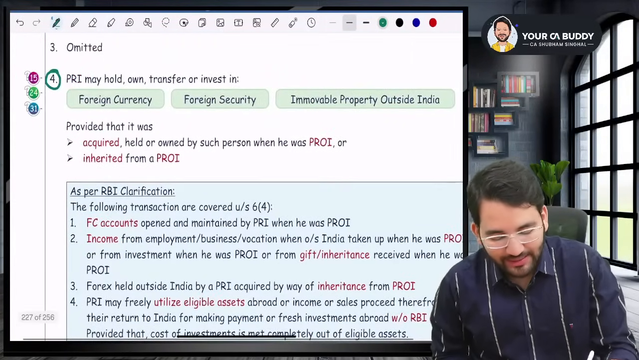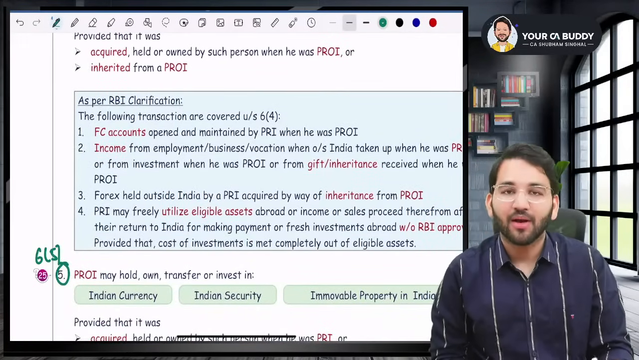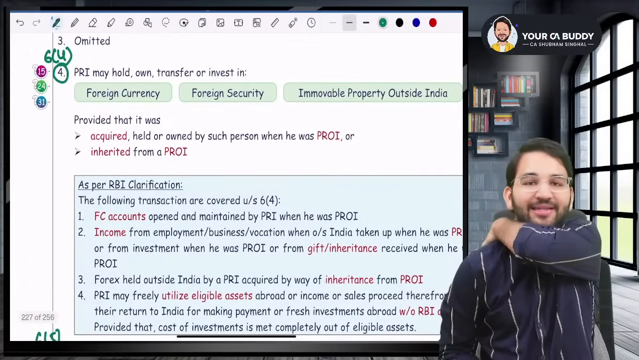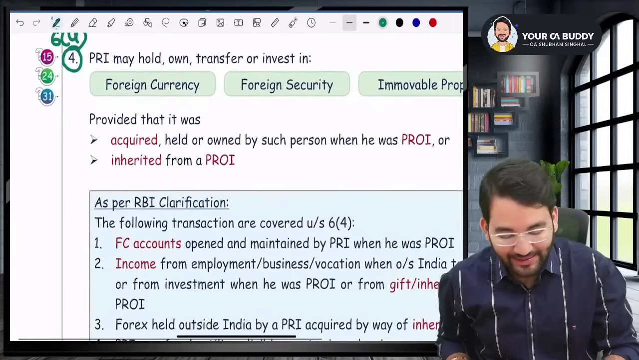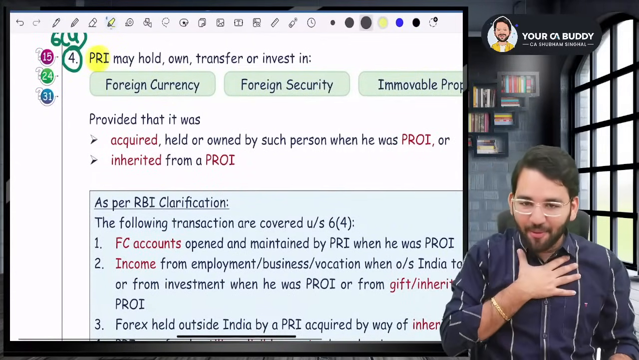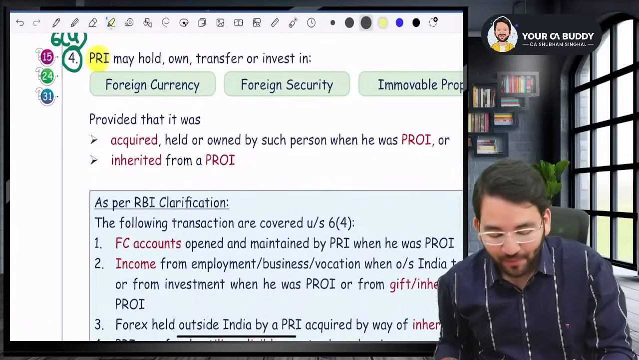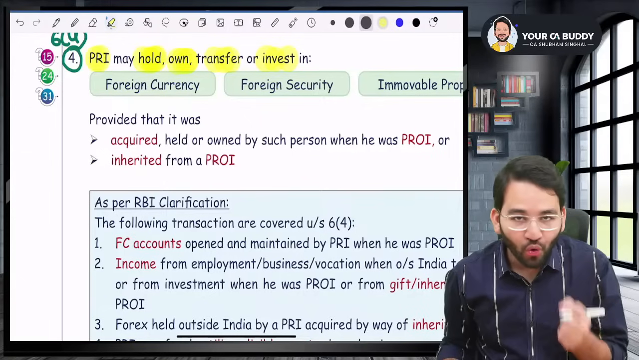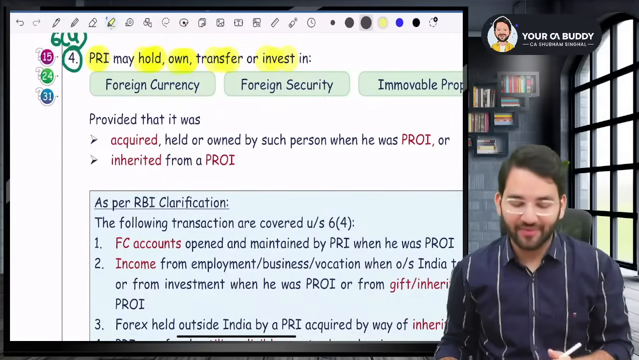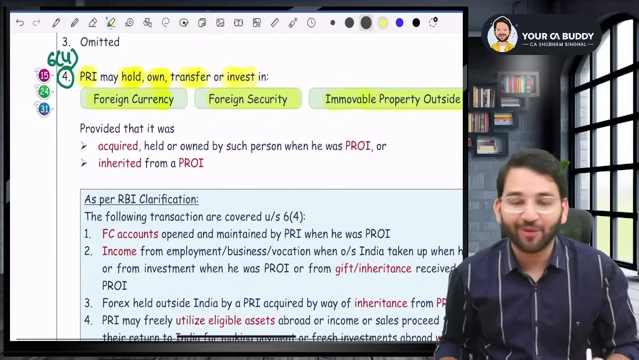This is basically section 6 subsection 4 and section 6 subsection 5. What does section 6.4 say, sir? Please listen to me very carefully. We are talking about capital account transactions. It says that any PRI, imagine I am a PRI, imagine we are a PRI, you are also a PRI. Sir, a PRI may hold, own, transfer or invest in any foreign currency, foreign security or immovable property outside India.